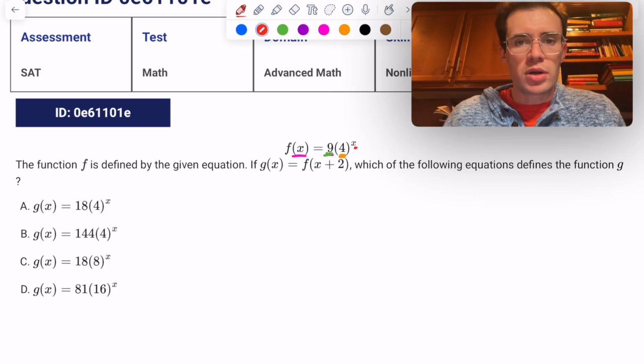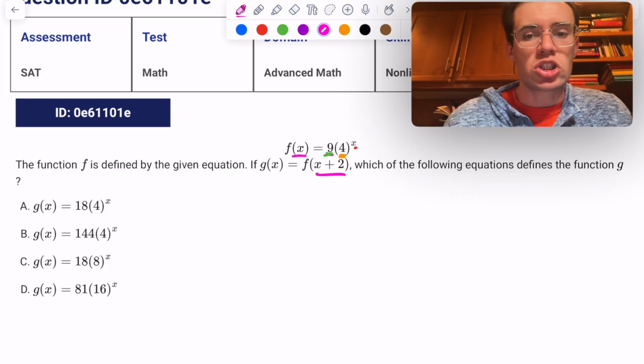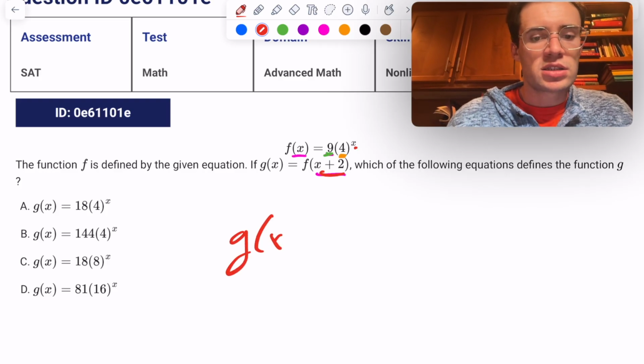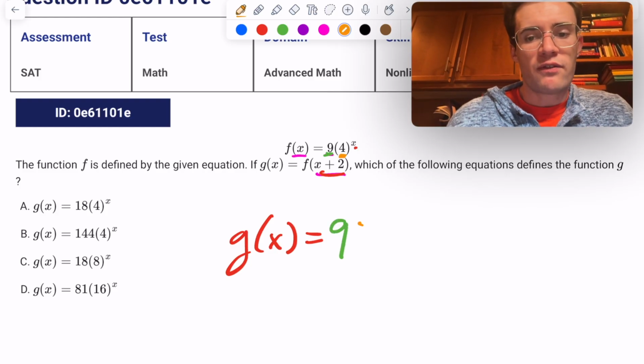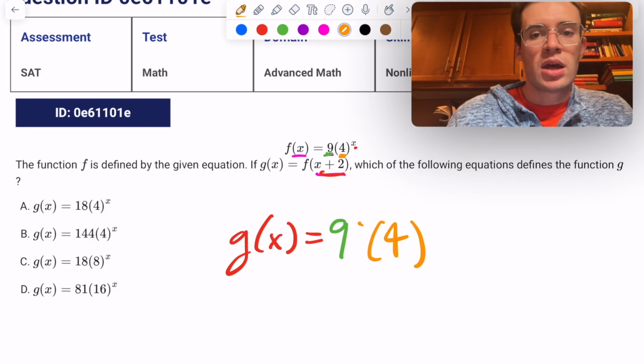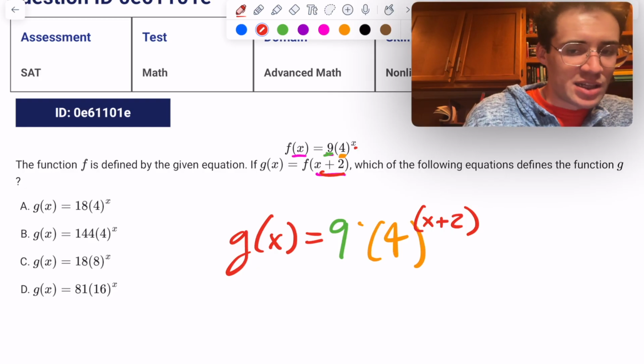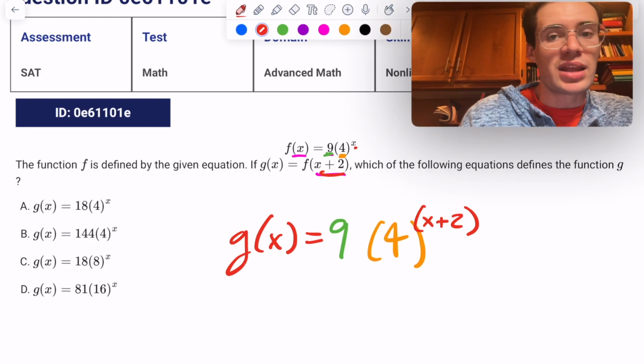Okay, so all we're doing here is just plugging in x plus 2 for our x value. So we'd say g of x is equal to f of x plus 2, which is, keep the 9, so 9 times 4, our growth factor stays the same, except instead of to the x power, we're raising it to the x plus 2 power. Now we can see this is not an option. That would make it too easy. That would probably be in the easy section.